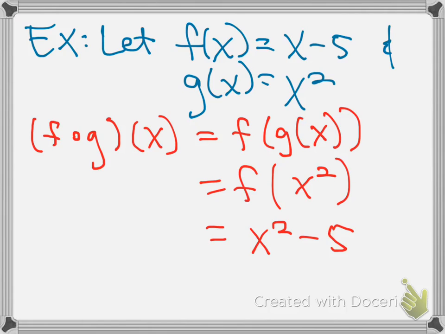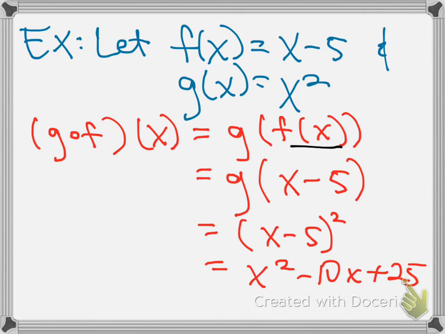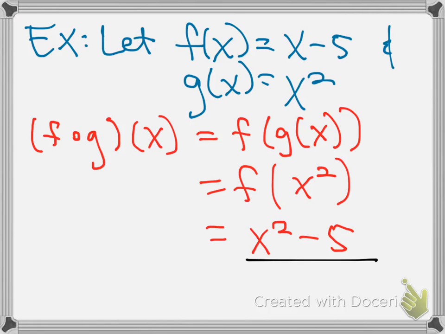So the order does matter. Notice that f of g of x, which was x squared minus 5, is completely different from g of f of x, which was what we got down here, x squared minus 10x plus 25. So that does mean that the composition of functions is not commutative. Again, that means that the order does matter.